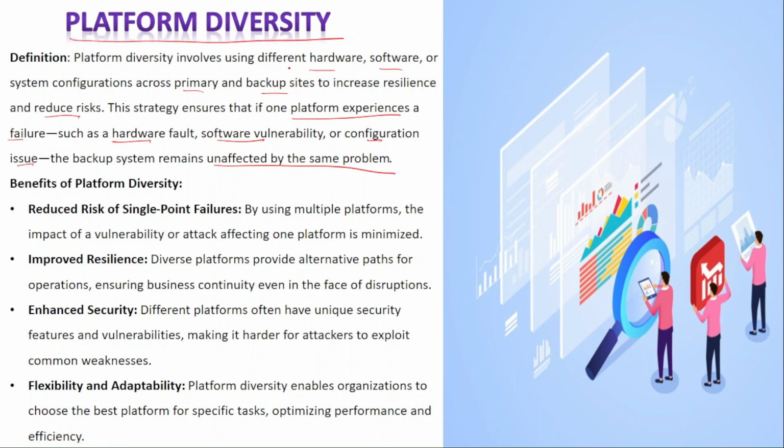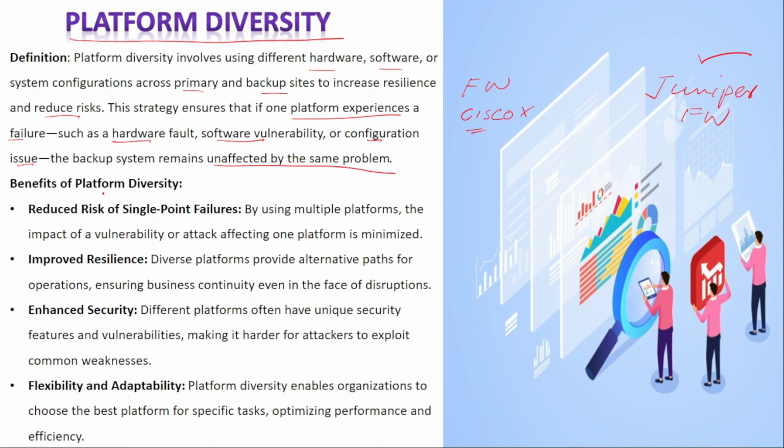You can say that you have different vendors. Let's suppose you have a firewall from Cisco at the primary site, and let's suppose at the DR or the recovery site you have a firewall from Juniper. So if there is some vulnerability or some hardware issue with the Cisco devices, you will hope that the same vulnerability or hardware issue is not present in your alternate vendor or platform, that is the Juniper firewall.